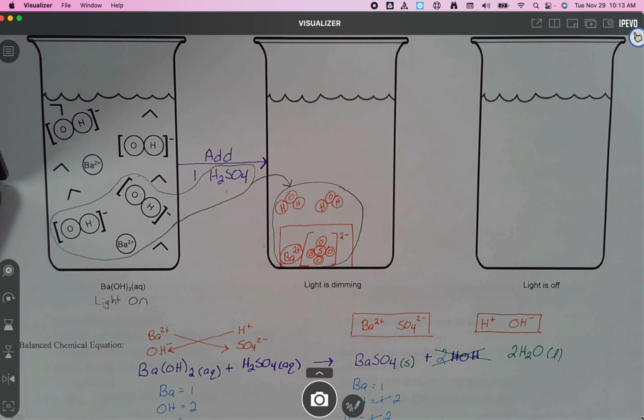However, I also have some leftover stuff. I need to bring everything else from the beaker here that didn't get used up along to the next beaker. So I still have a couple of hydroxide ions that didn't get used, and a barium ion that didn't get used.